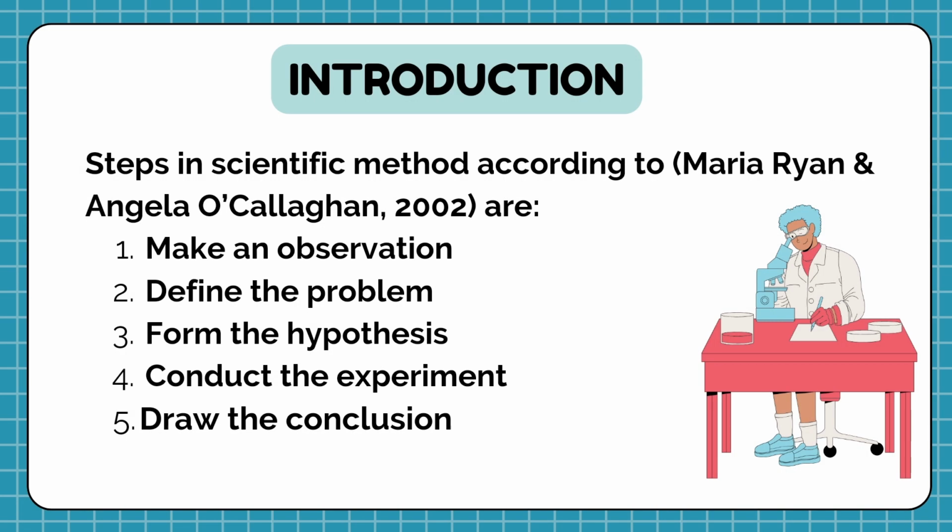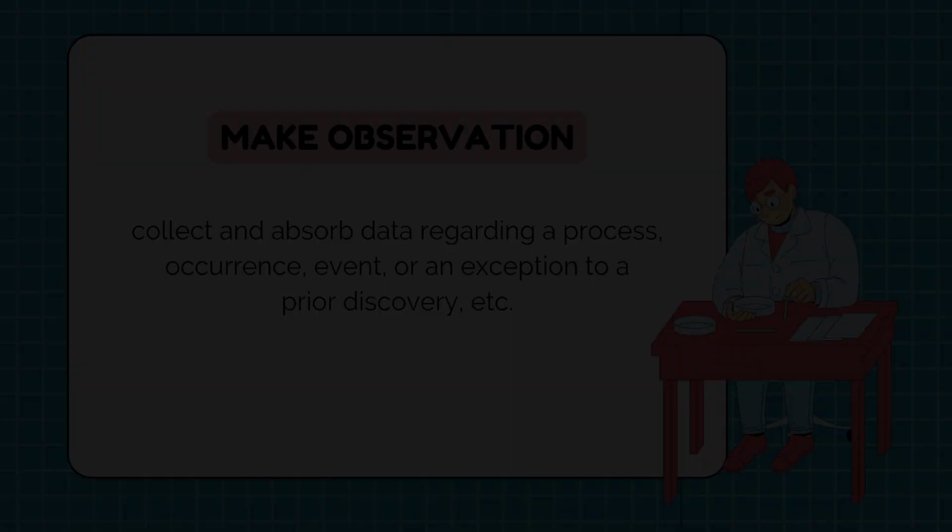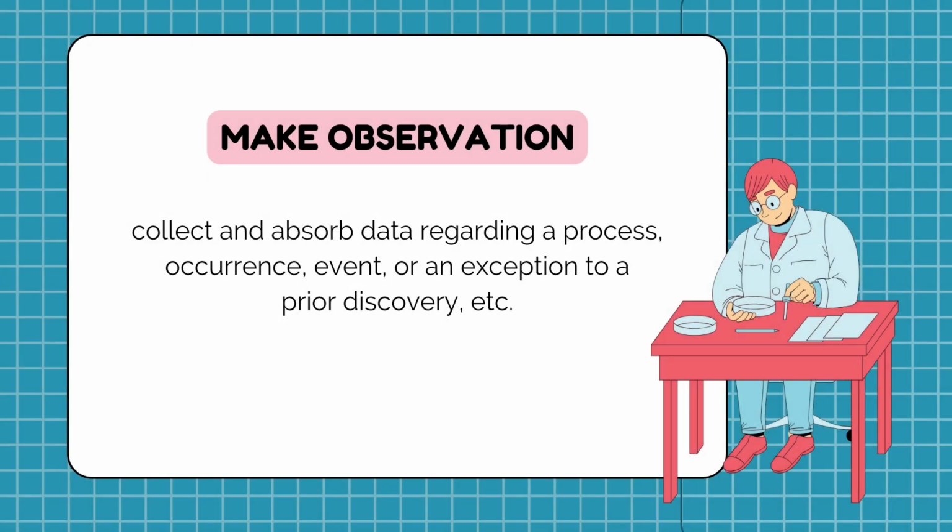There are several steps in the scientific method according to Maria Ryan and Angela O. Calagan, 2002. The scientific steps are: 1. Make an observation. 2. Define the problem. 3. Form the hypothesis. 4. Conduct the experiment. And lastly, 5. Draw the conclusion. Since we're already done with its definition, we will now proceed to the explanation of each step.